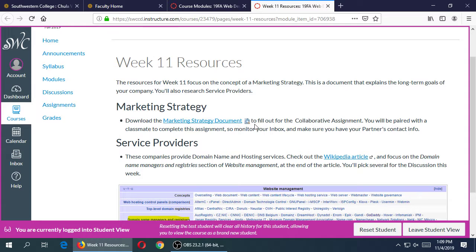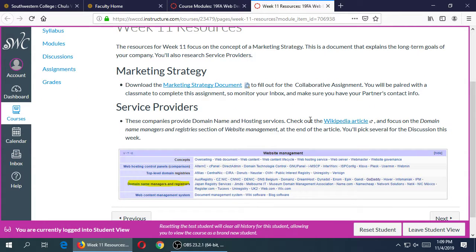The resources for the week. The actual document that you need to fill out is listed in the resources, so you can download that, and we'll look at that in a little bit. There's an article on Wikipedia as your starting point for your service provider assignment, specifically at the end of the document, there's a section. This is not a real clickable thing. This is inside of the article. There's a section, domain name managers and registrars, and this lists a dozen or so providers that you could possibly choose from to do the assignment, or you can research your own providers if you've heard of other providers, or if you want to look some up. Those are the two resources that we need for the homework this week.